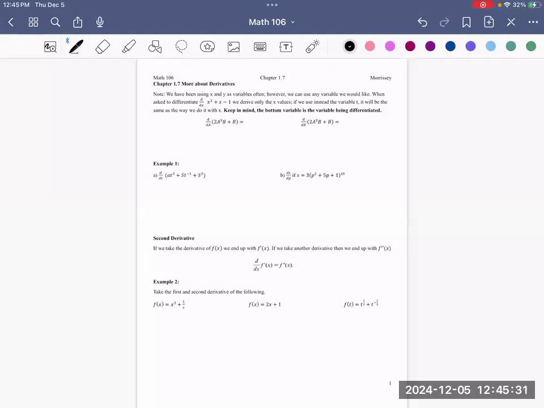Welcome to Math 106, Chapter 1.7. We're talking a little bit more about derivatives.